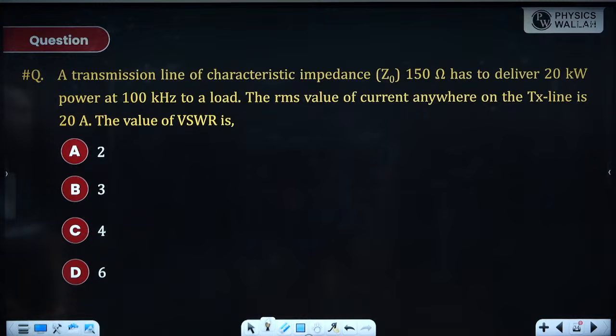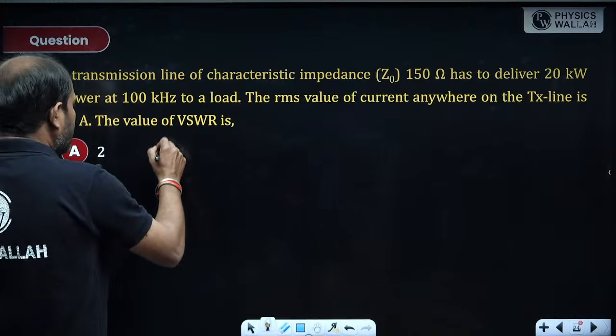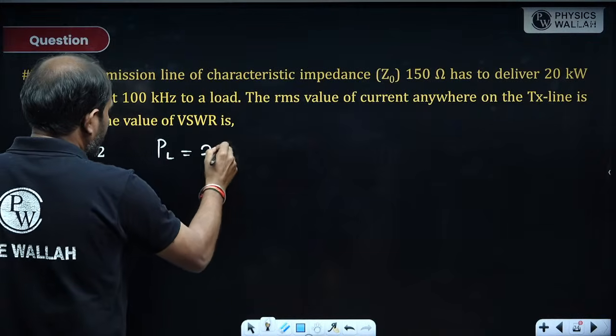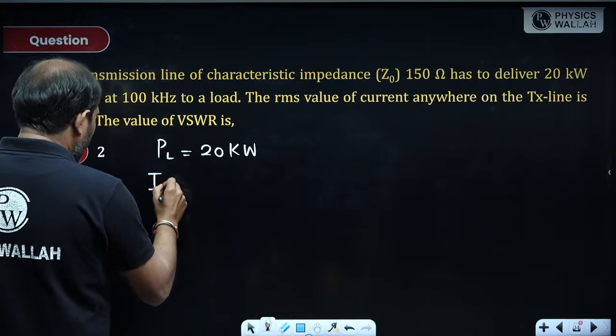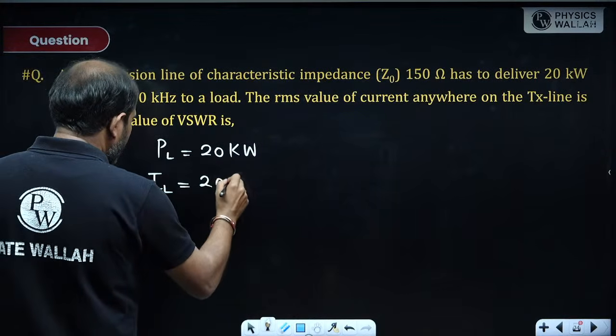Z0 is given, 150, power delivered to load is 20 kilowatt, the current value is 20 ampere. So power we know, and we know the current. What they are asking is VSWR. So power at load is 20 kilowatt, current at load is 20 ampere.